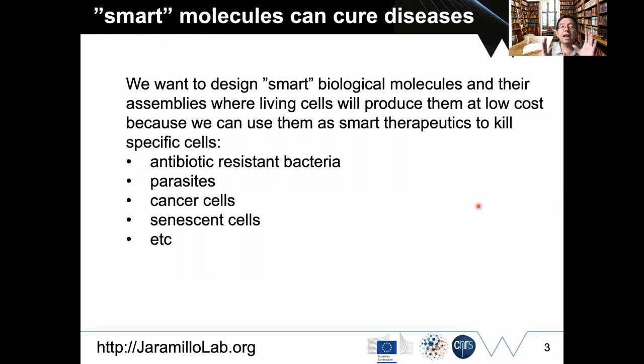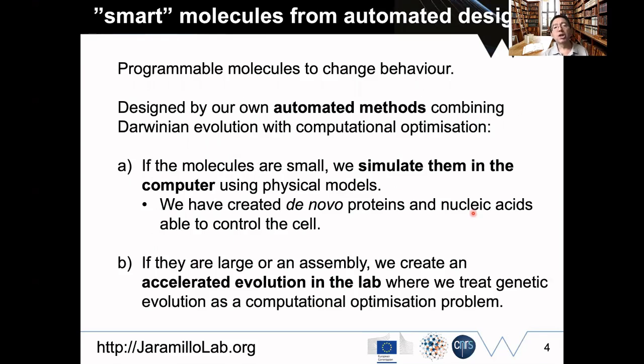So there are a lot of opportunities and applications if we are able to design an antimicrobial that is able to kill very specific cells, organism specific. But then how are we doing that? We are doing that by using automation of this design.